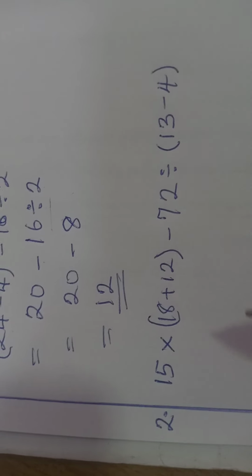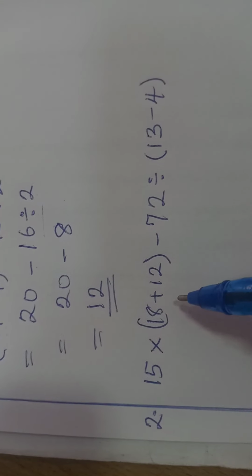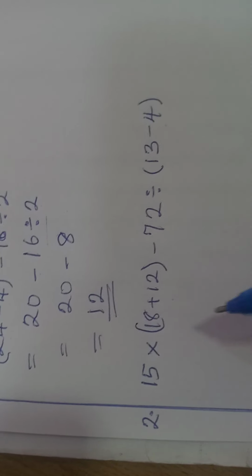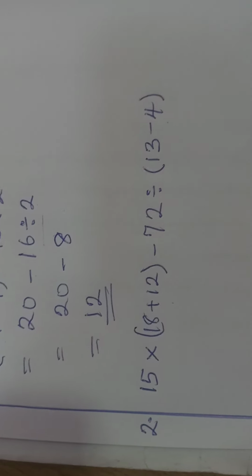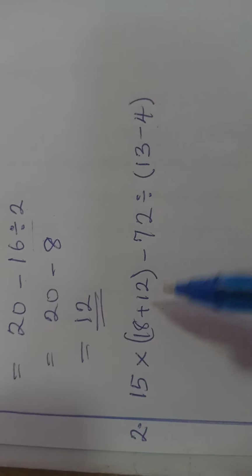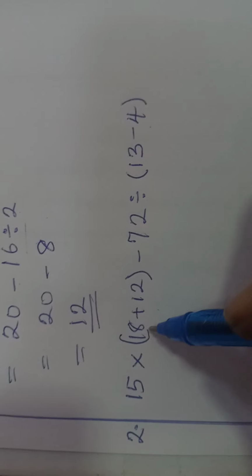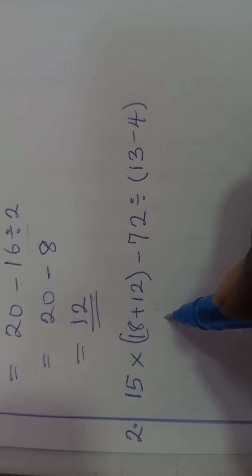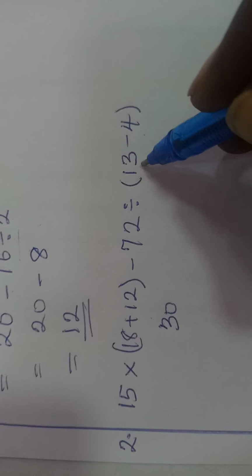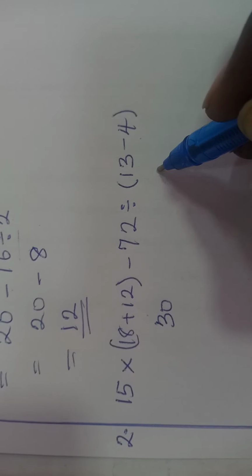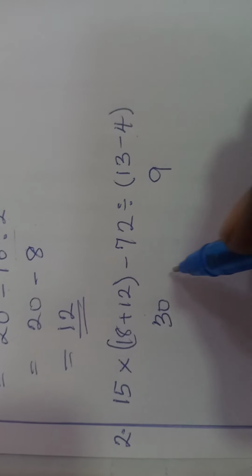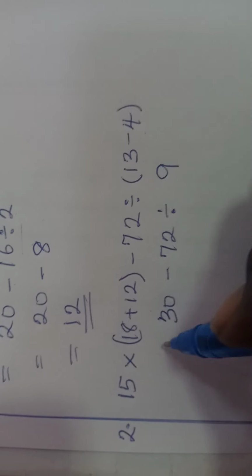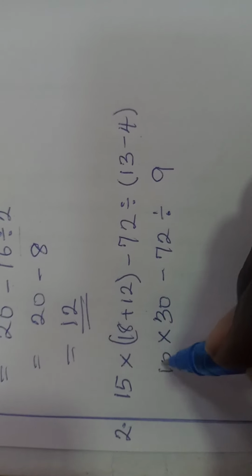Now let's see example 2. For example 2, you have 2 brackets, that is this and this. Is it possible to do the 2 at the same time, or do we do them one after the other? We can do the 2 at the same time because they are not connected in any way. For instance, 18 plus 12 gives us 30. So I have 30 here. Then 13 minus 4 will give us 9. So then bring back other operations that you have: minus 72, then divide here, then times 15 here.